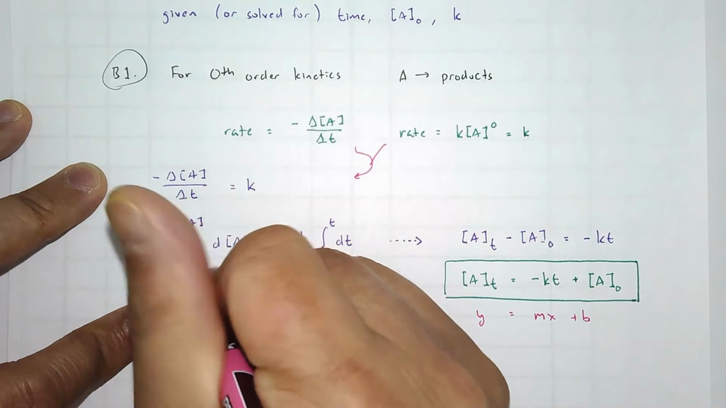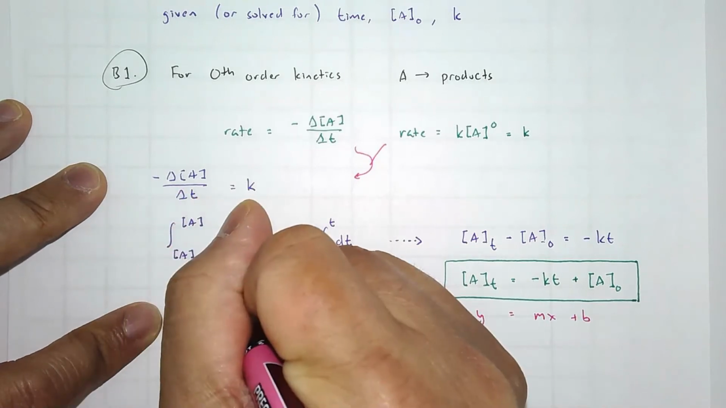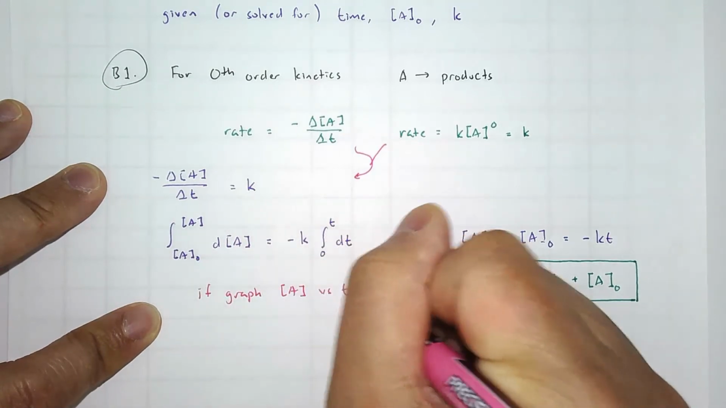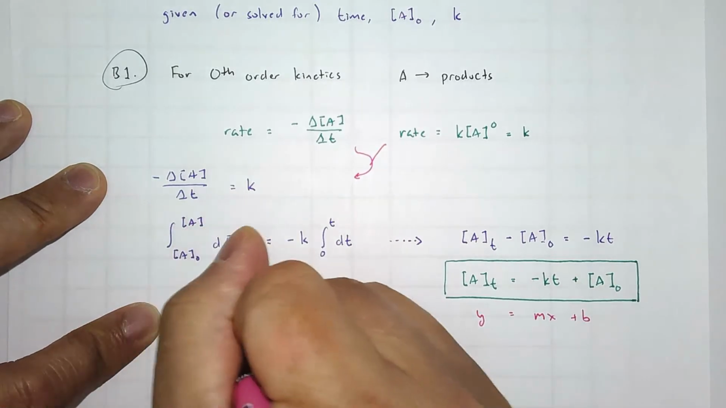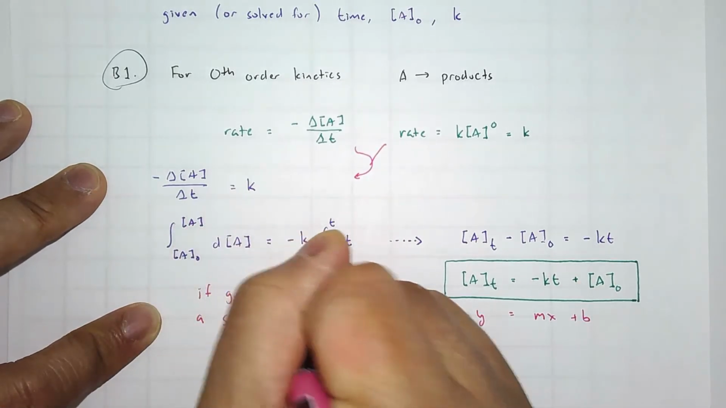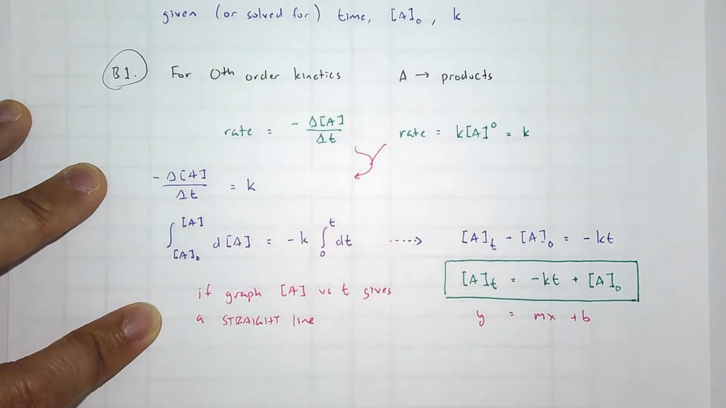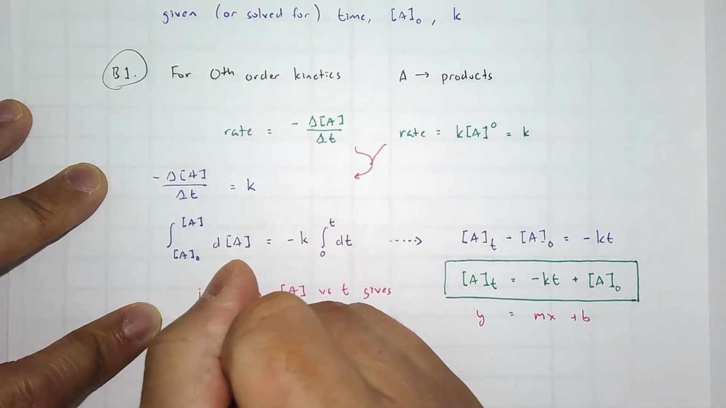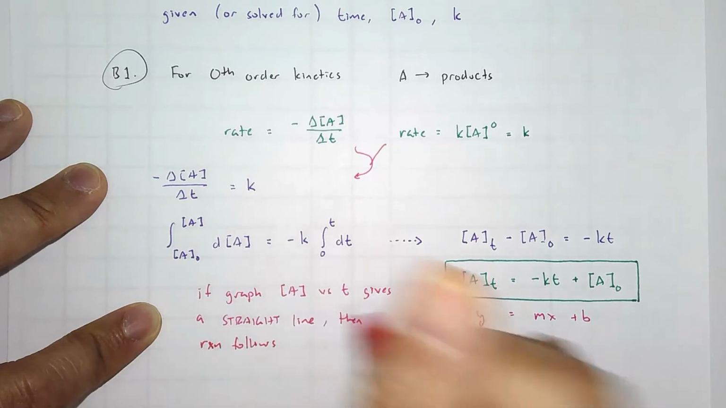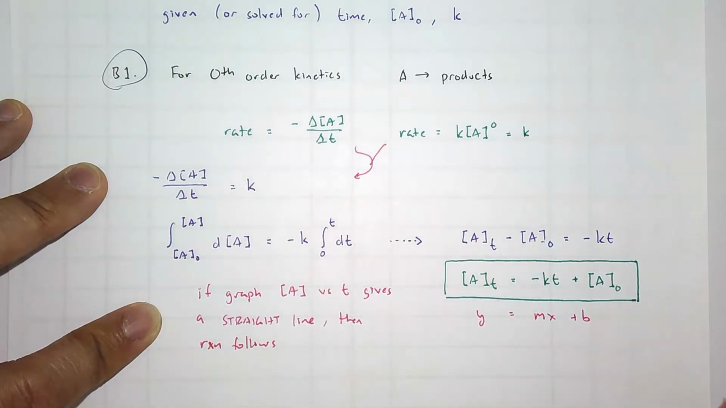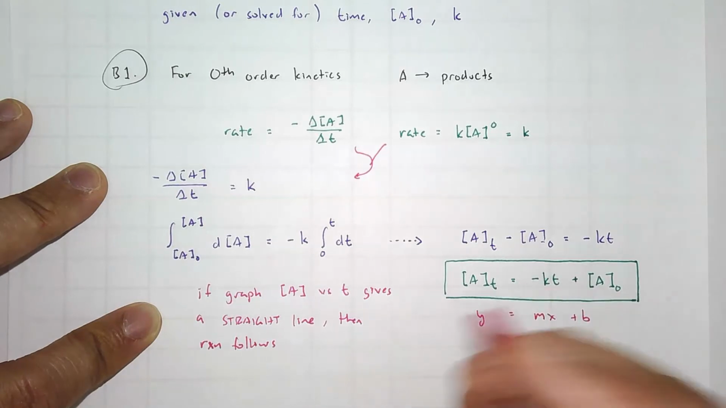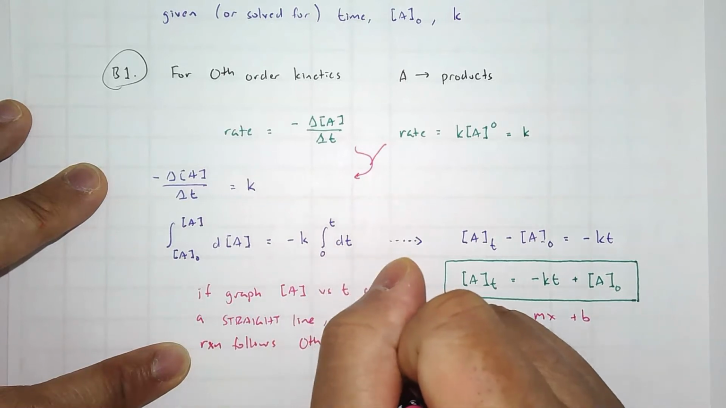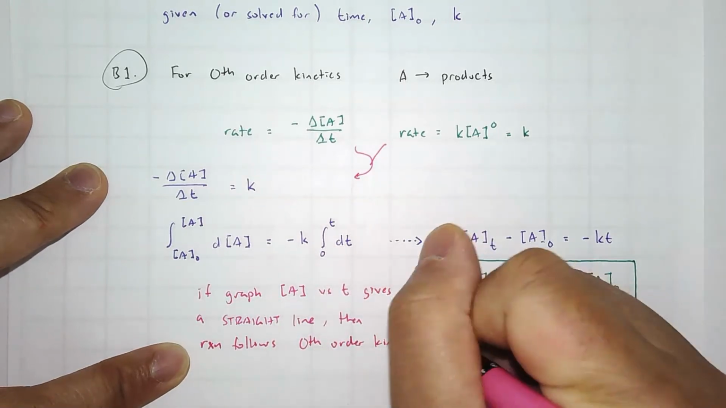So what I would write here is, if a graph of the concentration of A versus T gives a straight line, then your reaction follows 0th order kinetics. Or you can say it's 0th order with respect to the concentration of A, or the reaction follows 0th order kinetics if this is a straight line.